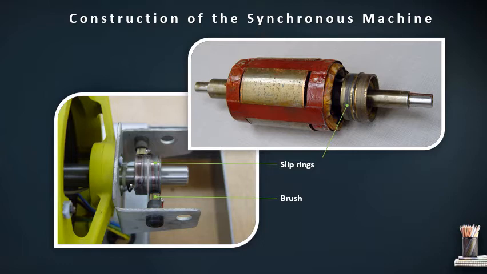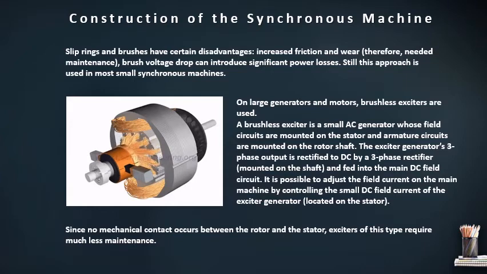Brushes are made of carbon because the current conducting capacity of carbon is very high, and slip rings are made of metal. Slip rings and brushes have certain disadvantages: they increase friction and wear, and therefore need maintenance. Brush voltage drop can induce significant power losses. Still, this approach is used in most small synchronous machines. This means we can't use this approach for large synchronous generators as well as motors.